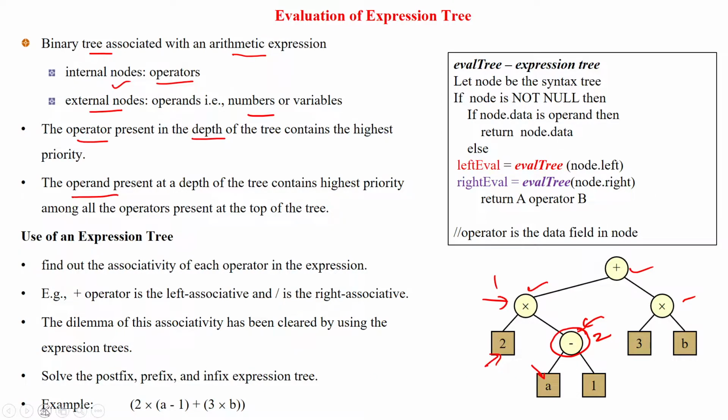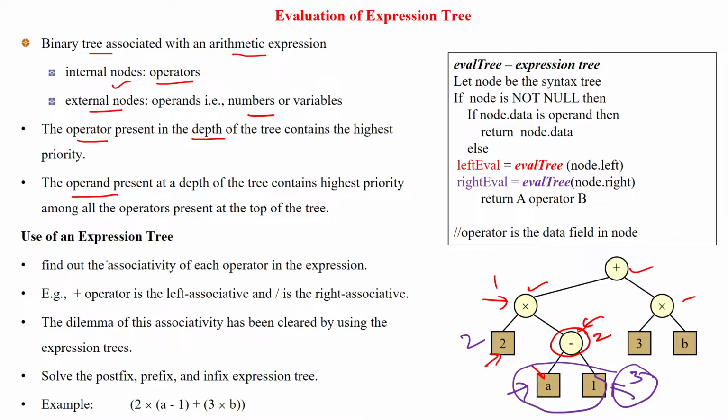Here the variables a and number 1 are available at the depth 3. The 2 is available in the depth 2. So these depth 3 operands are having more priority than the less or lower depth operands.